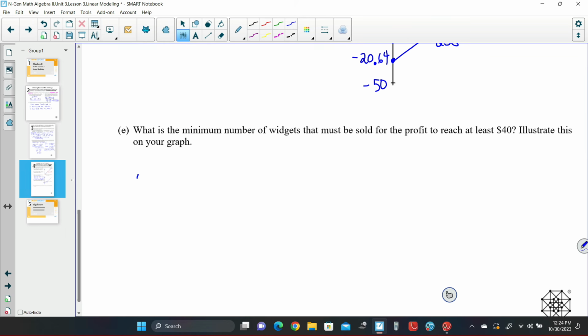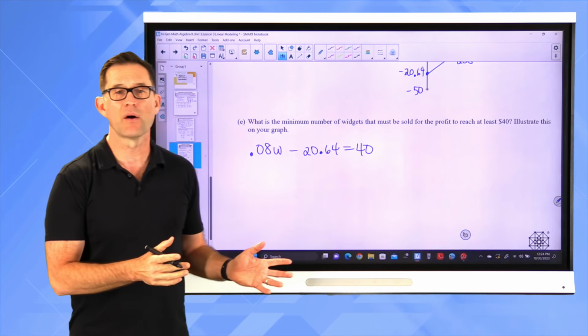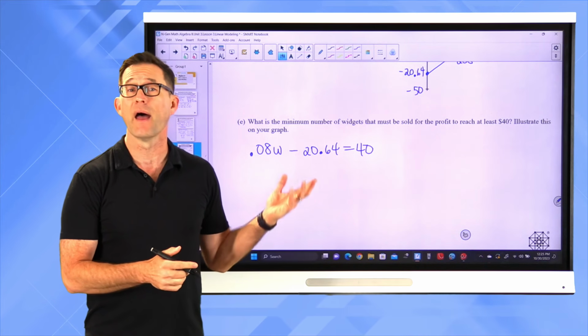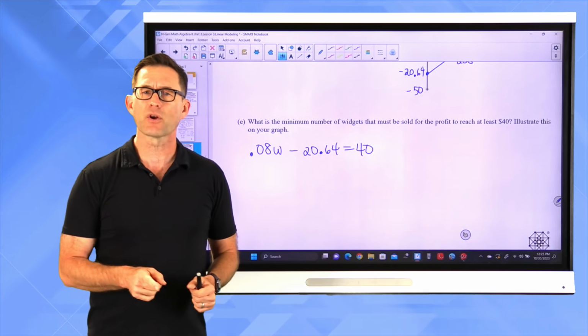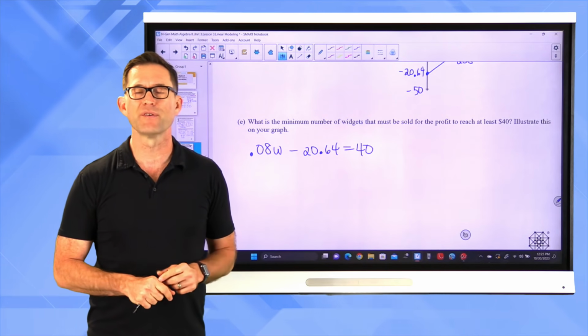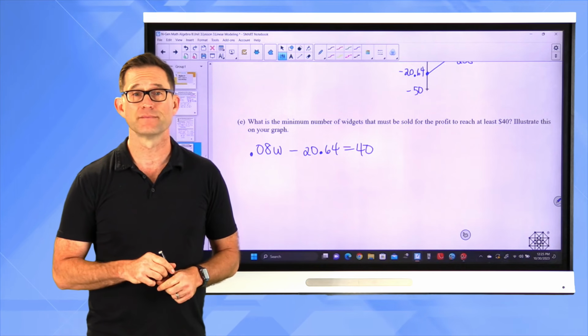We want to solve 0.08w minus 20.64 is equal to 40. And we have easily the algebraic ability of solving this. We could have solved this probably back in 7th grade, certainly 8th grade, algebraically. But let's do it graphically, all right? Pause the video now and see if you can solve this equation using your graph as opposed to algebra.